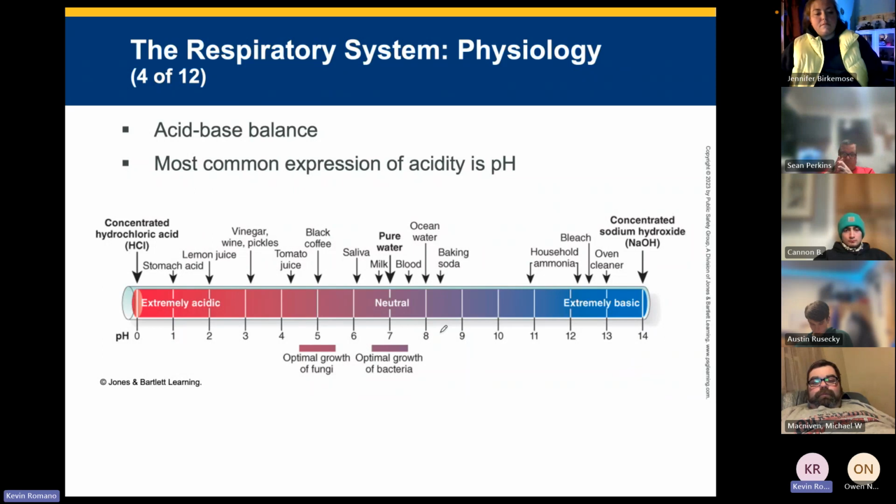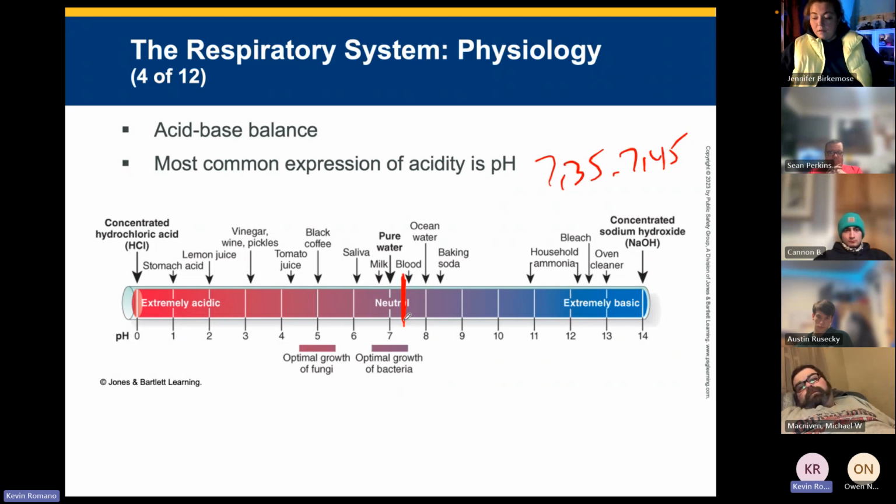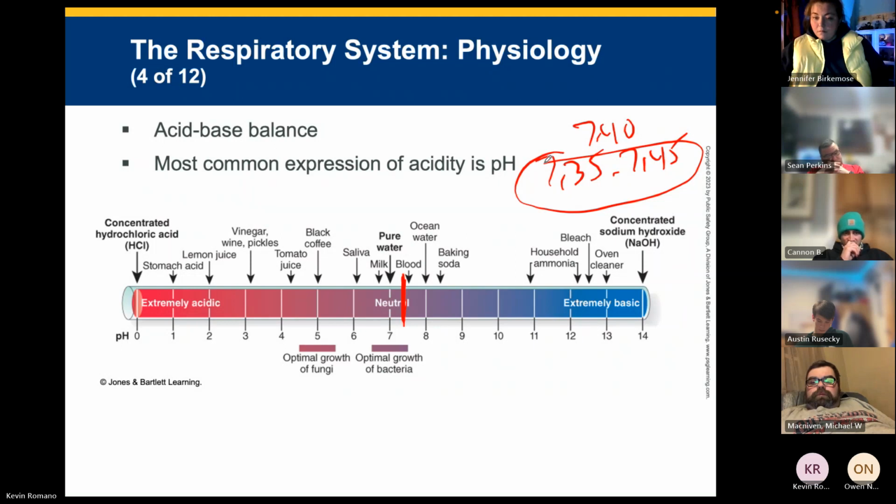Looking at this, we sit between this. We sit just a little alkalotic. Now, remember before I mentioned absolutes. Absolute normal is 7.40. We in EMS look at the range, 7.35 to 7.45.